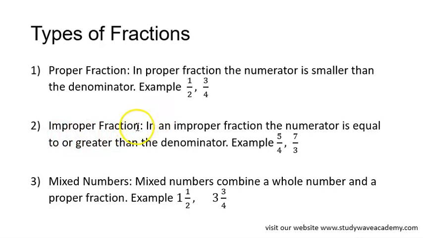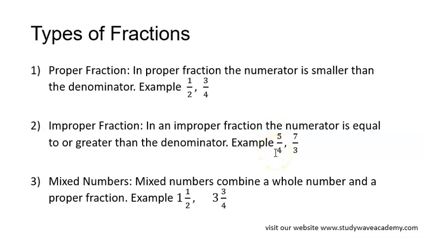We have the improper fraction. The improper fraction is when the numerator is equal to or greater than the denominator. Like 5/4. 5 is bigger than 4, right? So the numerator is greater than the denominator. Yes, 7/3. 7 is bigger than 3, so it's an improper fraction. A proper fraction is 1/2, where the numerator is smaller than the denominator. And an improper fraction is when the numerator is bigger than the denominator.